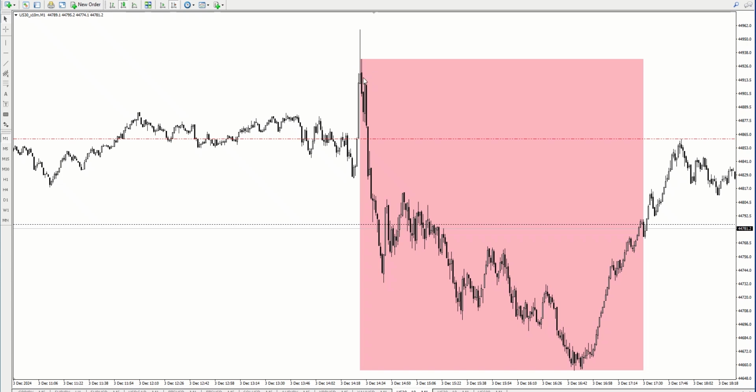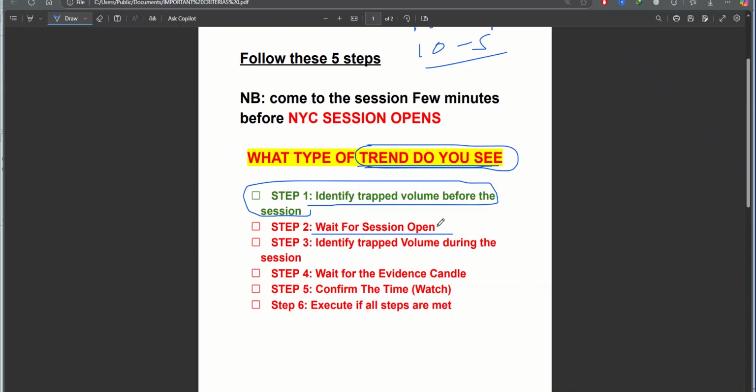That's why most of the time it's going to be a stop hunt, or it's going to be the biggest candle. So you don't take the first candle. Okay, preferably I just wait maybe 5 minutes. Okay, and then step 3 is to identify trap volume during the session.